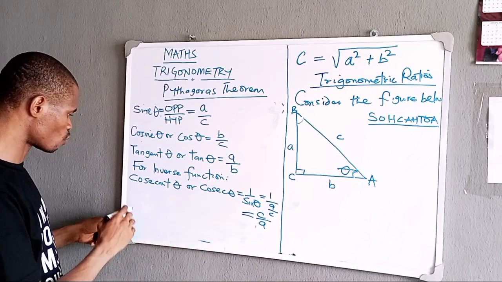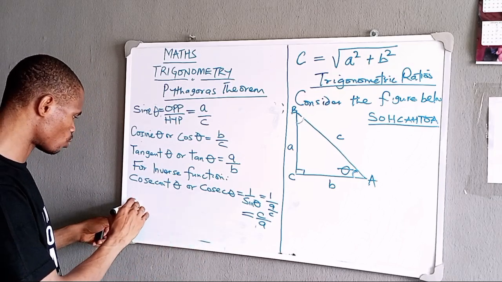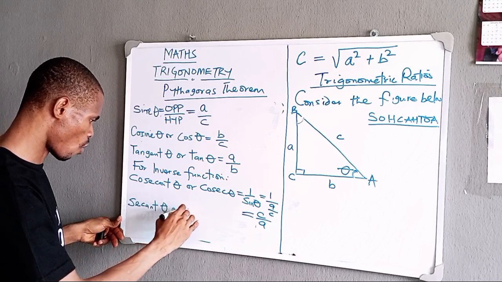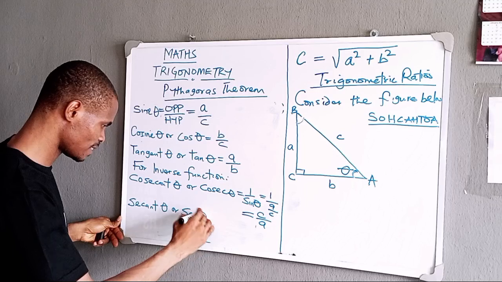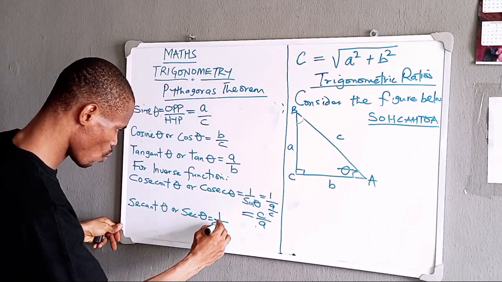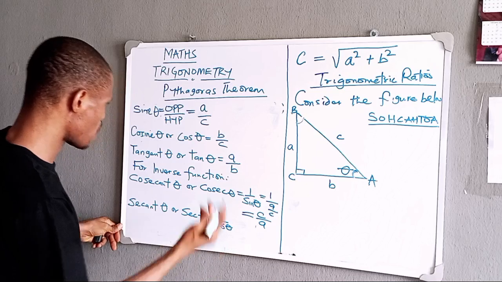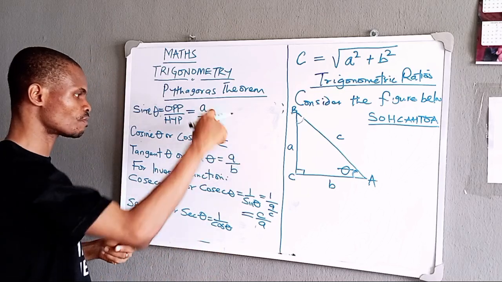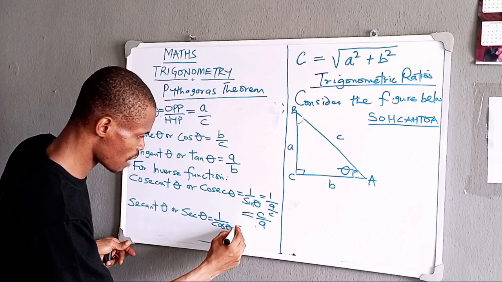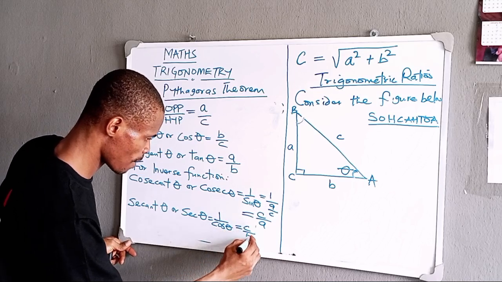The second function we have is what we call secant. Secant theta, or for short, sec theta. For sec theta, we make use of 1 over cos theta, that is the inverse of cosine theta. In this case, it becomes C over B. So we have it as C over B.